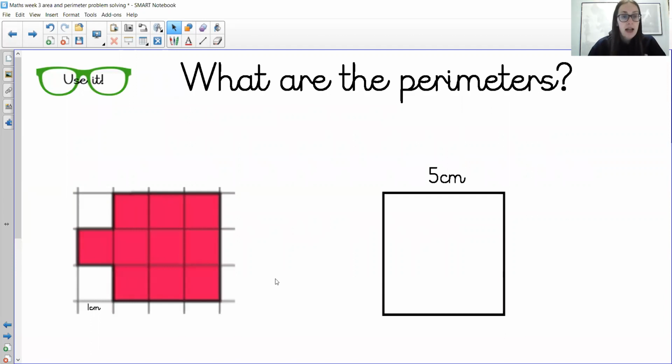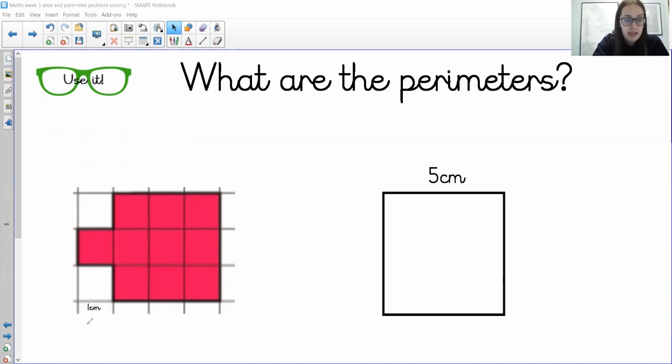Okay. Little fluency first for us then. Can you work out the perimeter of these two shapes? Pause the video and have a go. Okay then, so hopefully you have had a quick go at this and hopefully it wasn't too difficult. So we'll do this one first of all.